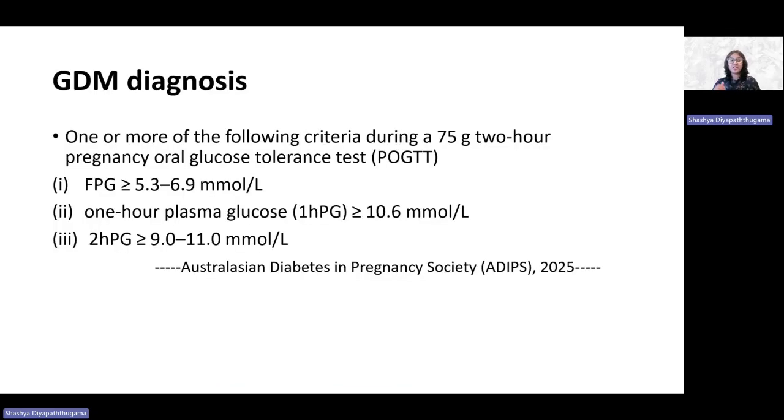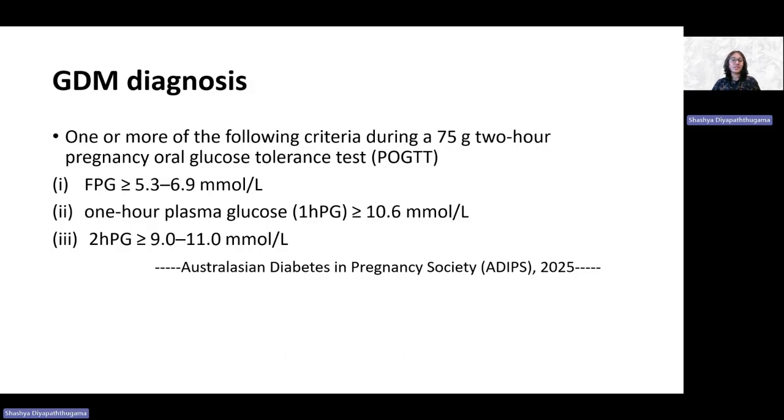So talking about the diagnosis of gestational diabetes, this is one way of diagnosis, and these cutoff values, different organizations have slightly different cutoff values, and these keep changing. So I have taken these values from the Australian Diabetes and Pregnancy Society, and these were the most recent values, but this can be updated from time to time. So it's important that we keep an eye on them.